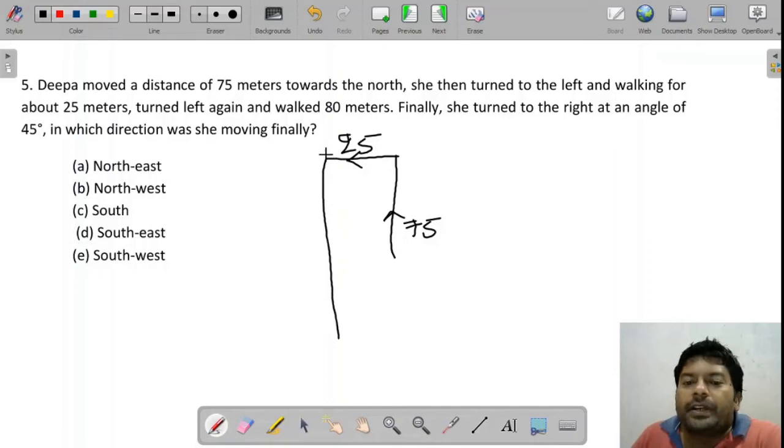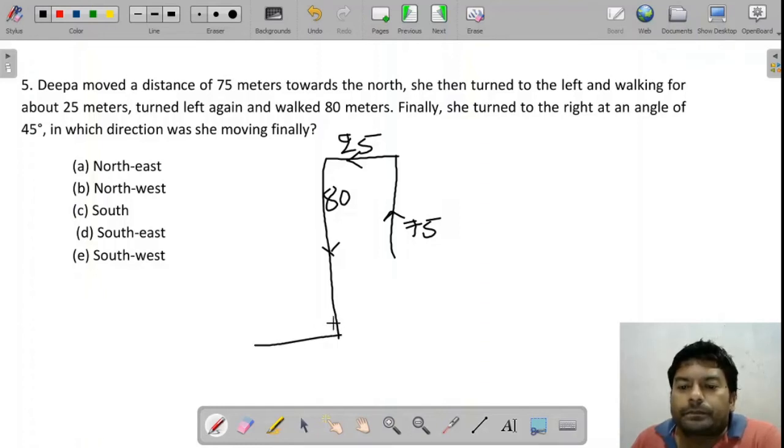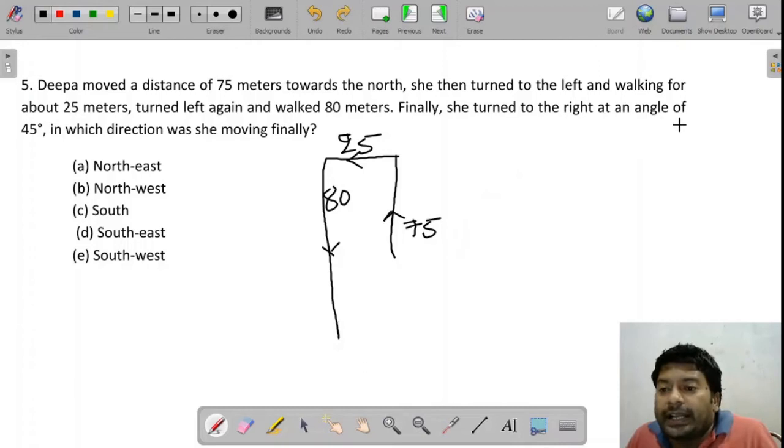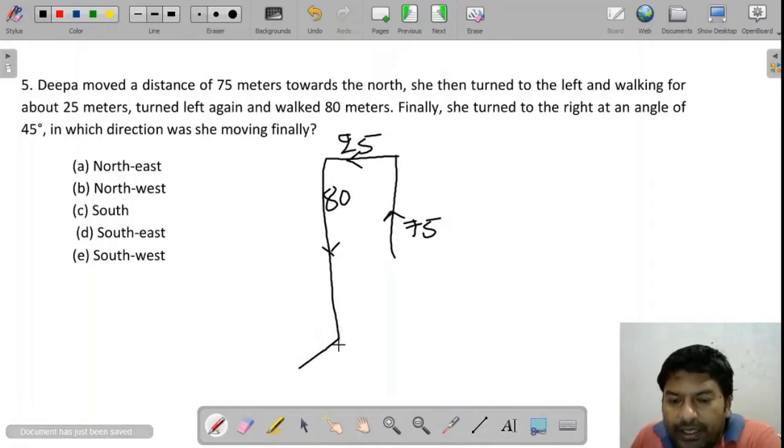See, if he turns this side, it is right. She has turned left, so it is 80 meters. He has traveled here. Finally she turned right again, at an angle of 45 degrees. That means he traveled 80 and then turned right at an angle of 45 degrees, in the sense he has moved here at an angle of 45 degrees.